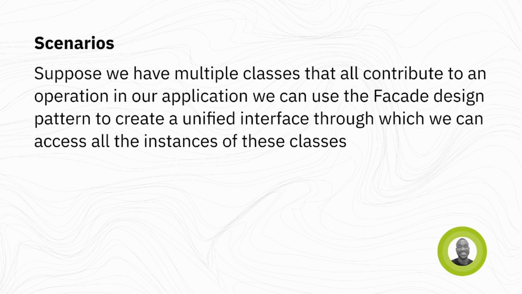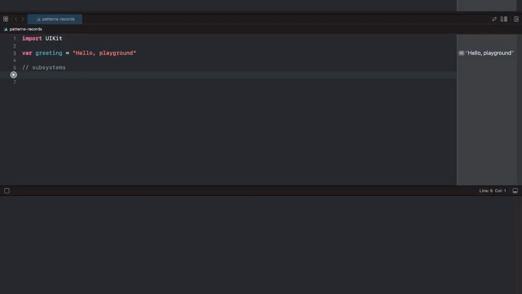Suppose we have multiple classes that contribute to an operation or application. We can use the Facade design pattern to create a unified interface through which we can access all the instances of these classes. Now, without further ado, let's see how we can implement this in our Xcode. So now in Xcode, the first thing we'll do is to create some classes, which we will call subsystems.